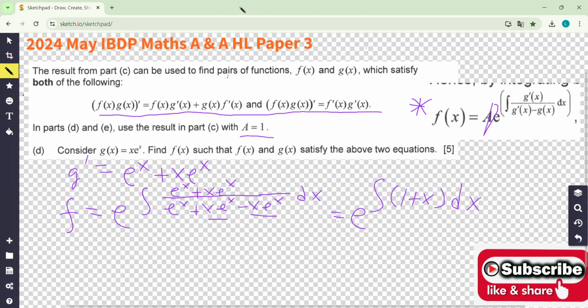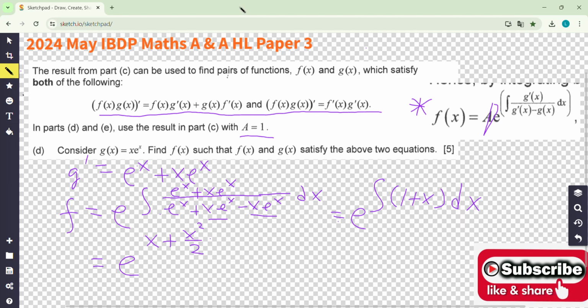What's the result? Integration. So what is that? Okay, so it should be x plus x squared over 2. So we got the thing is x plus x squared over 2.